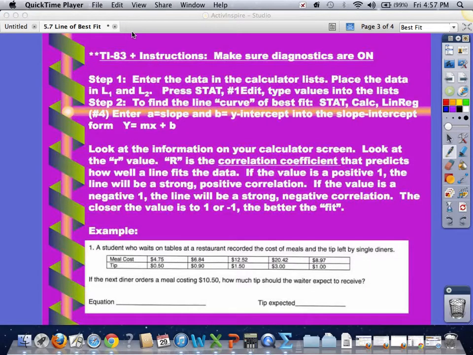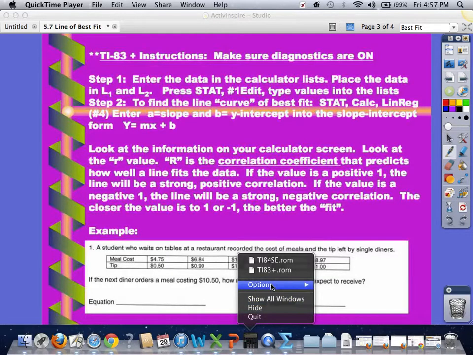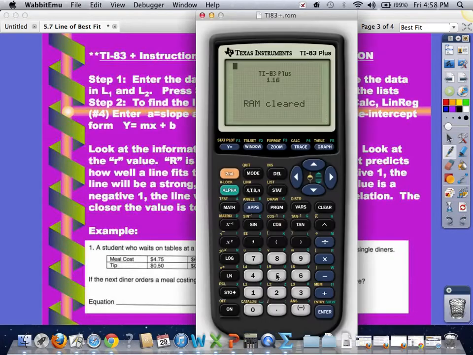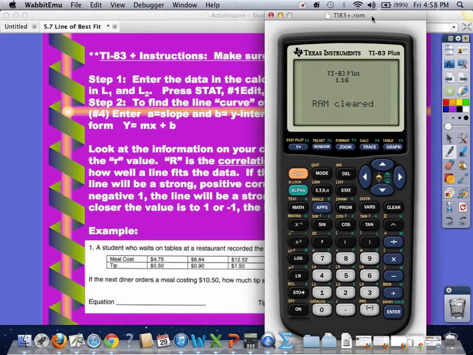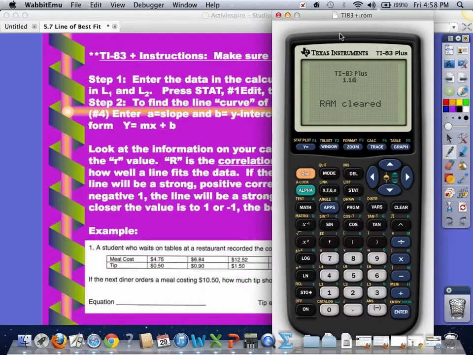TI-83 instructions. Okay, so the first thing you want to do is I'm going to pull up my TI-83. All right, when you're doing this, you're going to want to always come into class and make sure that all these things are right on your calculator, because the other classes may have something else on there. You need to make sure it's right for you. And this is good practice for when you take your standardized test. You want to turn the diagnostics on.